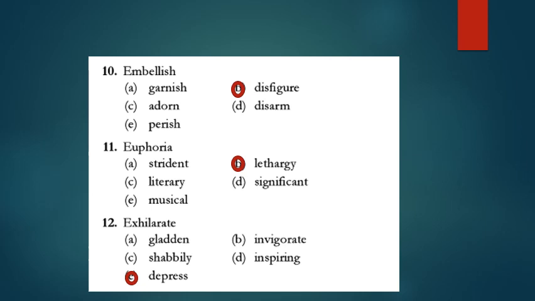Euphoria, a lot of excitement or enthusiasm. And lacking that enthusiasm or excitement is lethargy. What does strident mean? Strident means very rough. Exhilarate, to make happy. And the opposite of that will be depress, because invigorate means to give strength. So all the others are very positive words. But shabbily is also a negative word, meaning not neat. But the opposite word of exhilarate will be depress. Embellish, disfigure. Euphoria, lethargy. And exhilarate, depress.